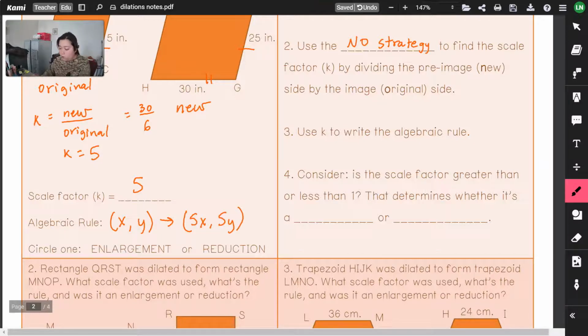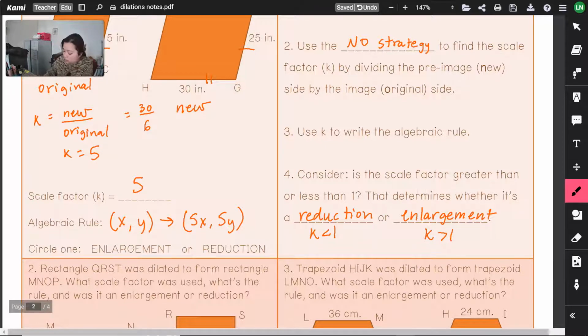Then is it an enlargement or reduction? Well, this is our step 4. Consider, is the scale factor greater than or less than 1? Because that determines whether it's a reduction or an enlargement. Reduction means that k is less than 1. Enlargement, k is greater than 1. Is 5 greater than 1? Yes. So this is an enlargement. Okay.